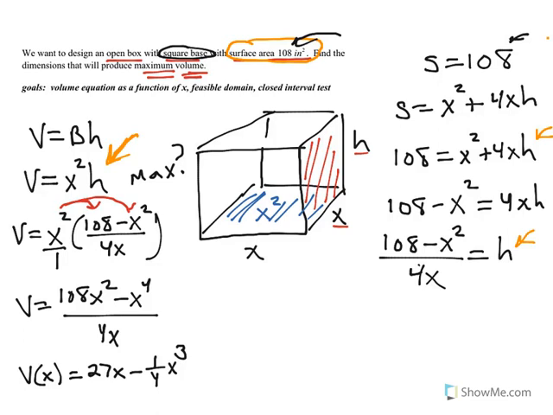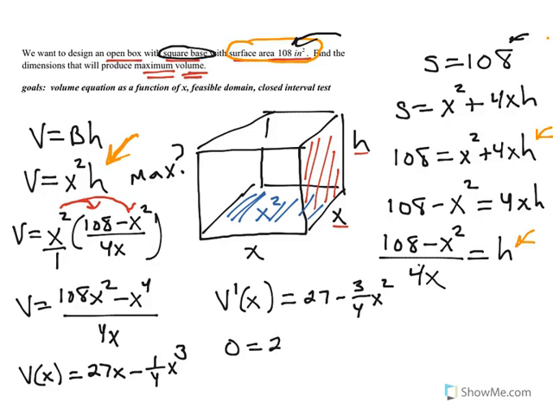We're looking for v prime. So we want to find v prime because we know that mins and maxes can occur where the first derivative is 0 or undefined. So let's find v prime. So the derivative of 27x should be 27 minus 3/4, drop it down a power to x squared. And once we have our first derivative, we know mins and maxes occur where it's 0 or undefined, the critical numbers. So set it equal to 0.